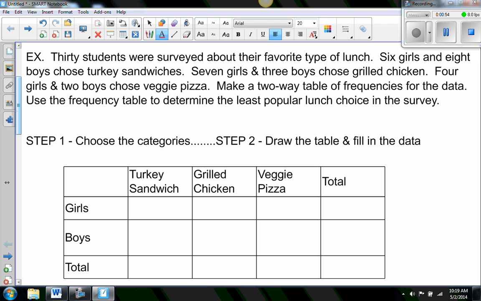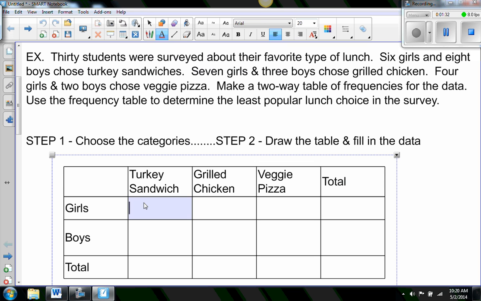All right, well, first step is to choose the categories. And I have already done that on my table. I need to somehow tally up the votes for turkey sandwiches, grilled chicken, and veggie, so I put those on the top, and then I need a total. And then I need to also separate the girls' votes from the boys' votes, and I need another total. So this is a two-way table. And you read it kind of like a times table, where the two meet is where you put the numbers. So right here, turkey sandwiches and girls, that's where their votes go.